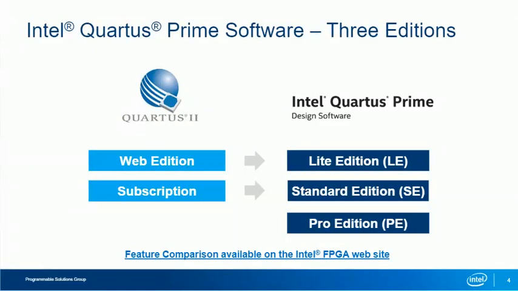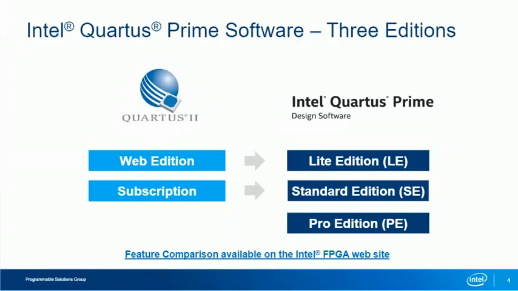Starting with version 15.1, the Quartus II software is now known as the Intel Quartus Prime software. There are 3 versions or editions of the Intel Quartus Prime software: Lite, Standard, and Pro. The Lite edition is similar to the Quartus II Web Edition. It can be downloaded and used without a license, but it has limited device support and does not include all the features of the other editions.